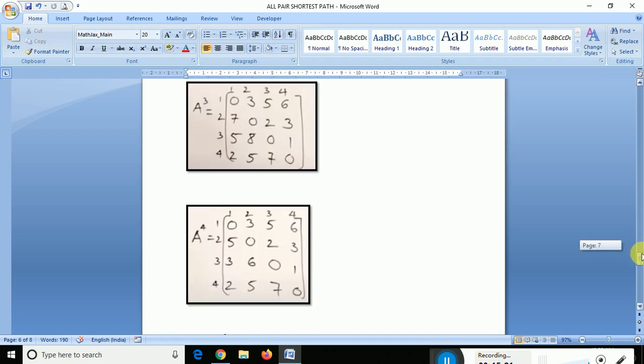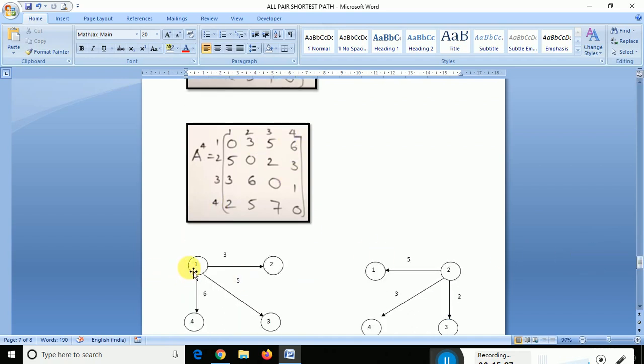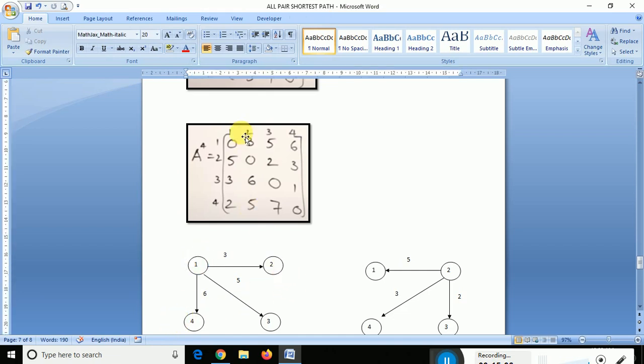Next for A4 also we have to apply the same thing. We'll get the final answer. When we get the final answer, we have to do like this: first, second, third and fourth. 1 to 2, 1 to 3, 1 to 4. What will be the answer? 1 to 2 answer is 3, 1 to 3 answer is 5, 1 to 4 answer is 6.